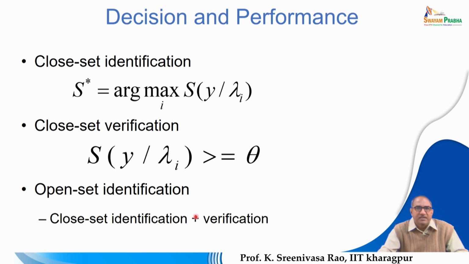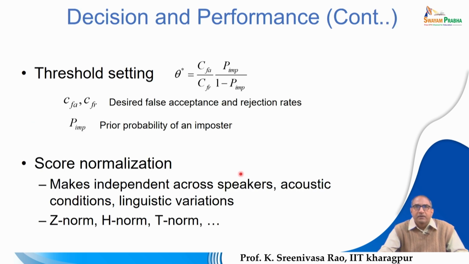Similarly, open set identification is nothing but closed set identification plus verification. That means closed set identification will be done first. If none of the speakers are matched, then we will also check with the verification task.